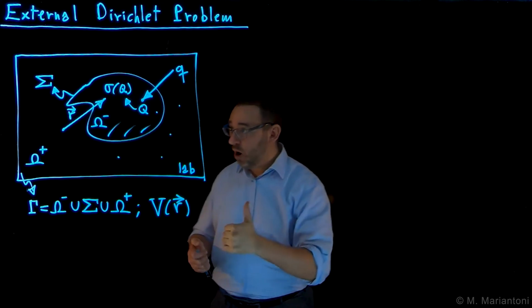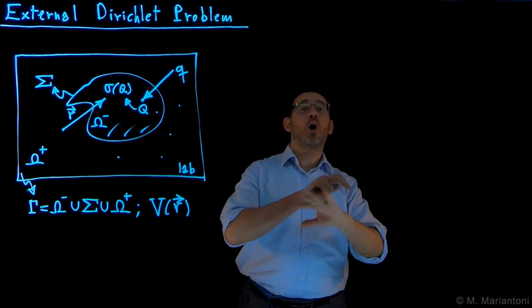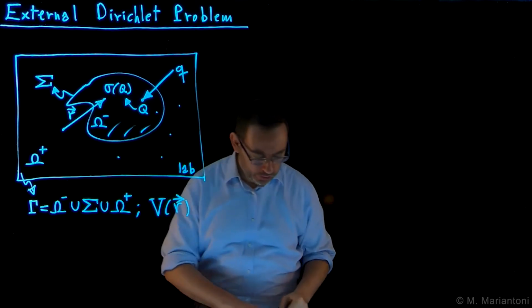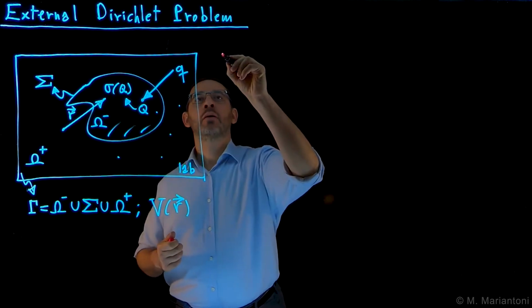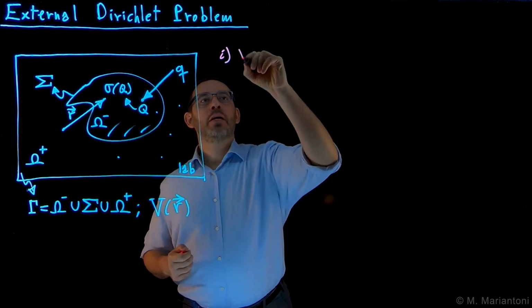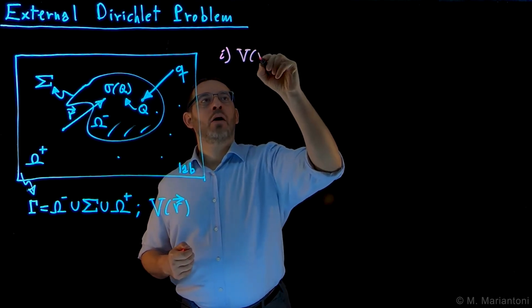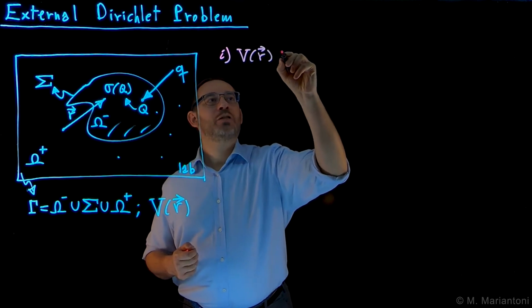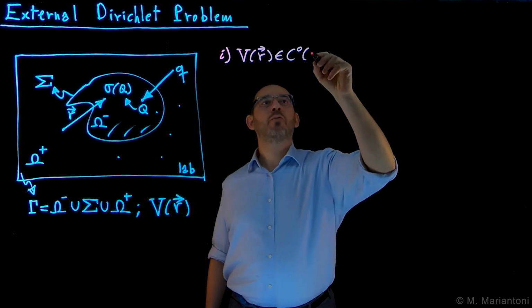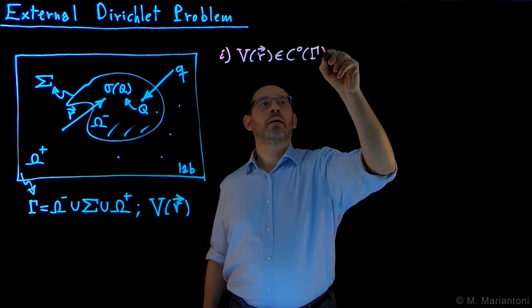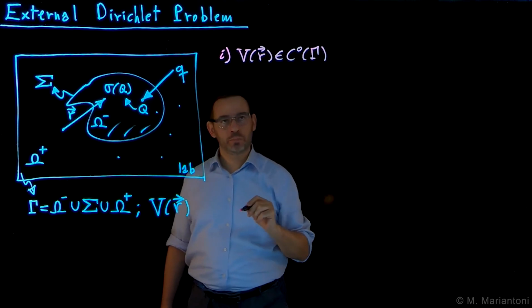Step number 1, the electrostatic potential is always a continuous function. Let's write those in red here. Point 1, V of R has to be a continuous function, C naught, everywhere in capital omega, in the entire lab or universe.